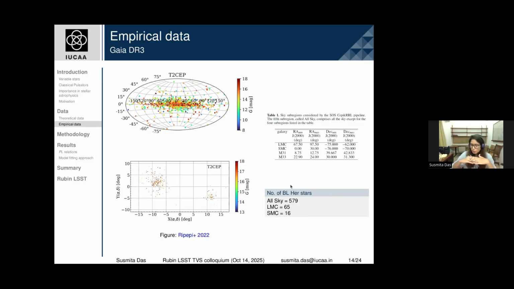From the period-luminosity relation, we know that the shorter the period, the fainter the star, which is why, because M31 and M33 are much further away, Gaia is unable to detect BL Her stars. There are other type 2 Cepheids that are detected in M31 and M33. However, for BL Her stars, all we have are observations in all sky, LMC, and SMC.